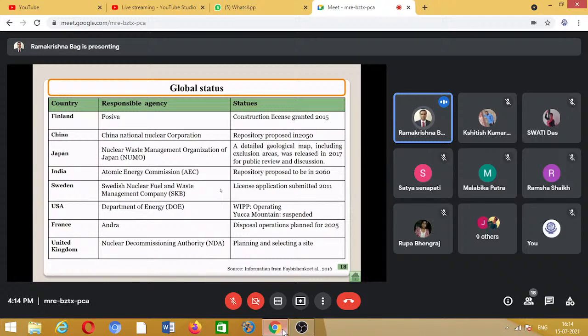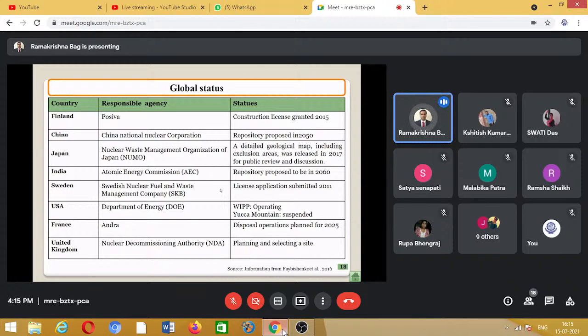This is the global status, showing which countries are in the forefront in terms of this research, and these are the responsible agencies. Like in India, it is regulated by the Atomic Energy Commission, and under them, Bhabha Atomic Research Center is working, and they are the main regulatory body. Similarly, in Finland, the responsible agency is POSIVA. They received the construction license in 2015, but it is still going on, and disposal has not completely started. China plans to do the disposal in 2050.